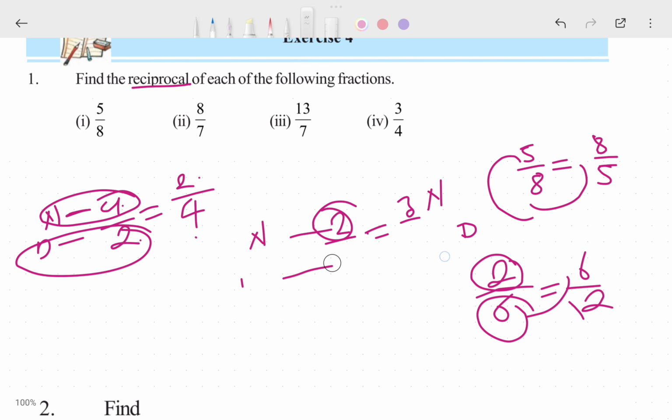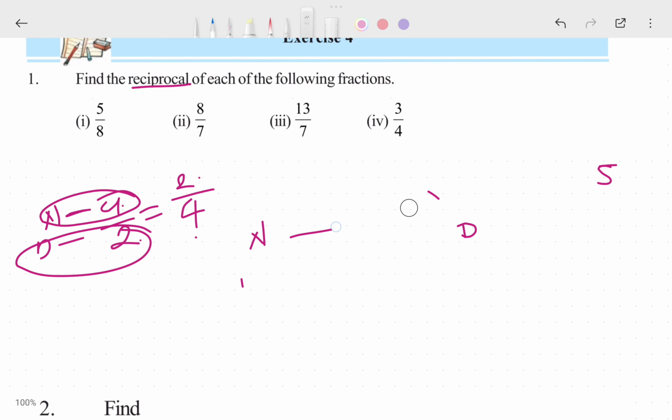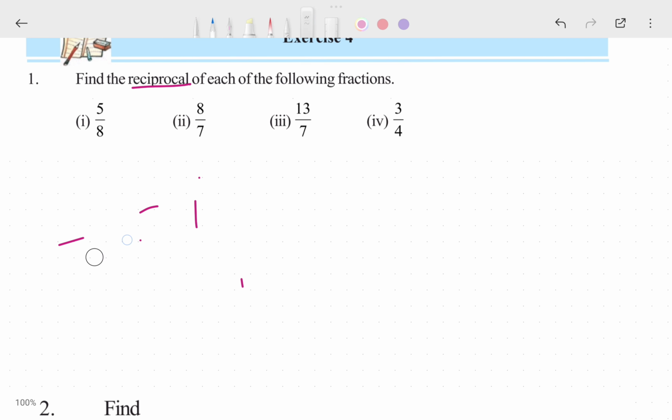I hope you understand the reciprocal. Now let's solve these. These are very easy questions, nothing difficult. Like the reciprocal of 5 by 8: 5 by 8 means this is the numerator and this is the denominator. The numerator becomes the denominator, and the denominator becomes the numerator. So 5 by 8 becomes 8 by 5. Just change it. Whatever is downwards goes upwards, and whatever is up goes down.